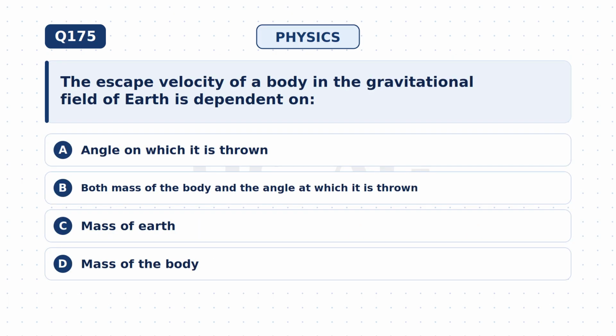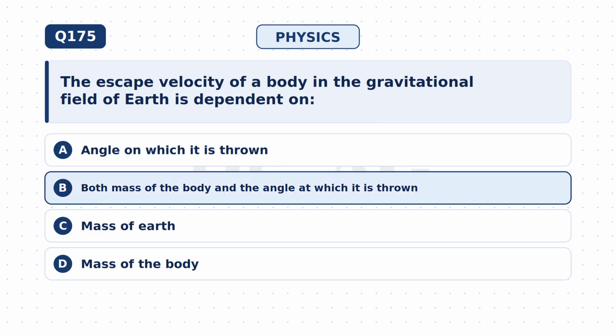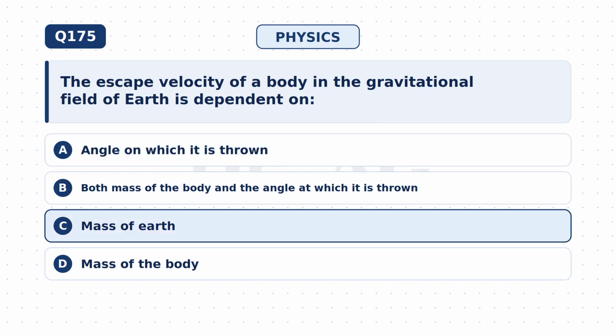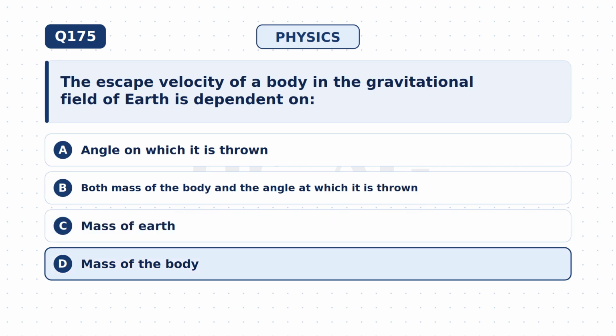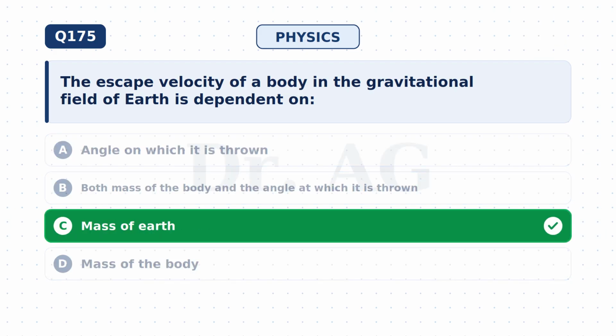Question 175. The escape velocity of a body in the gravitational field of Earth is dependent on Option A, angle on which it is thrown. Option B, both mass of the body and the angle at which it is thrown. Option C, mass of Earth. Option D, mass of the body. The correct answer is C, mass of Earth.